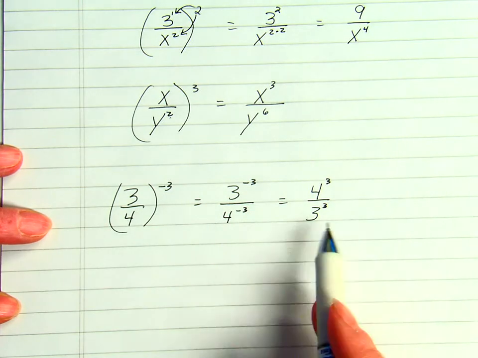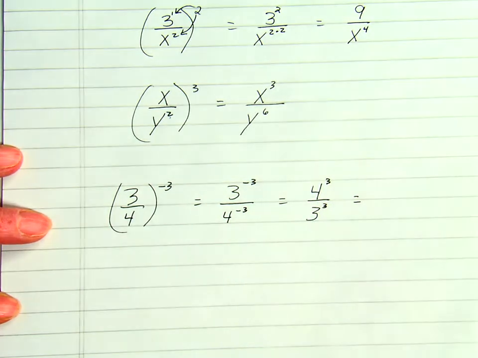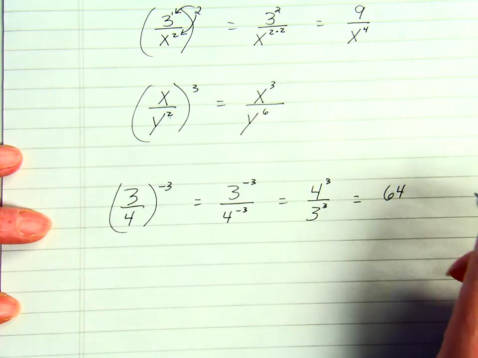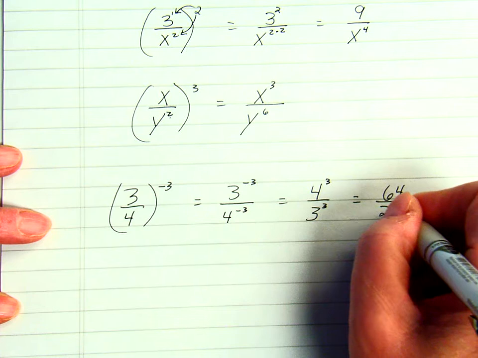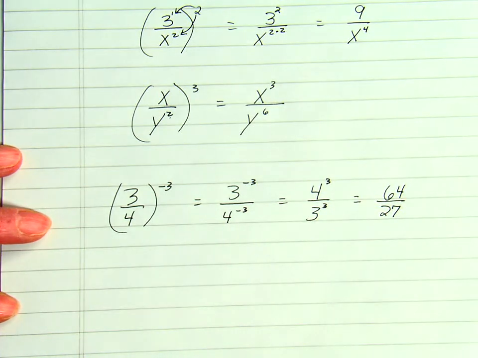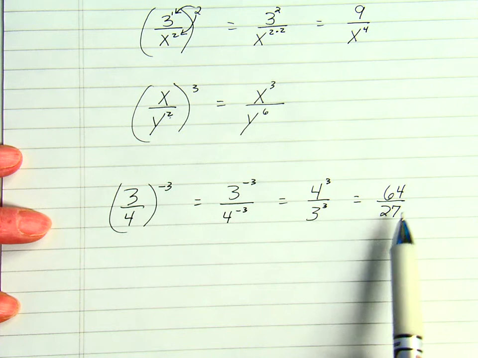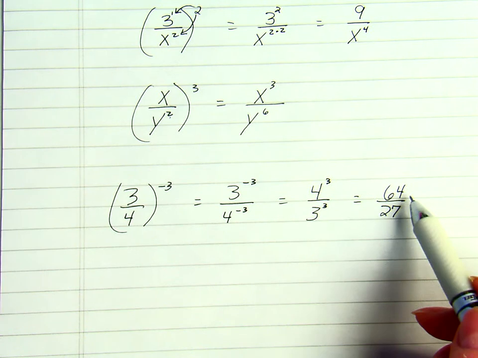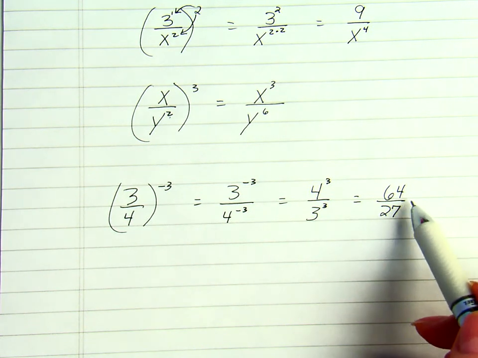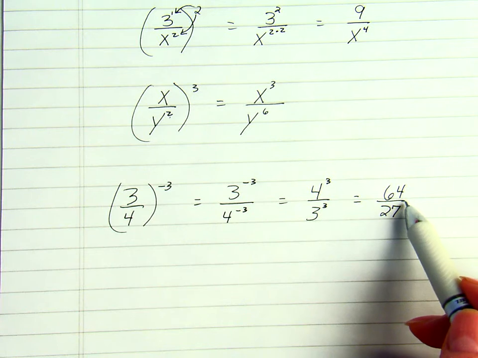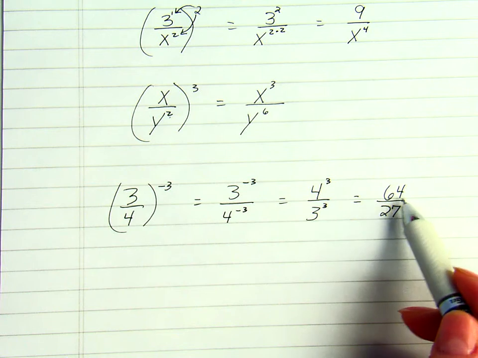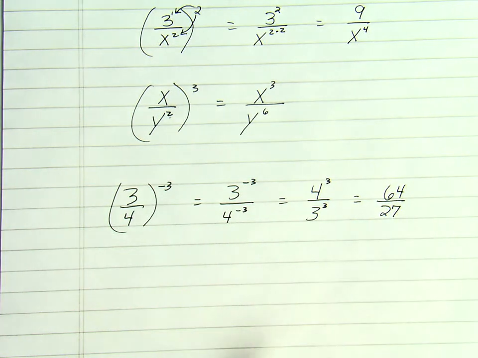Okay, so 4 cubed, 4 times 4 is 16, times 4 is 64. And 3 cubed, 3 times 3 is 9, times 3 is 27. We look for ways to simplify this. Let me see, 2, no, 3, no, 4, no, 5, no, 6, 7 doesn't go in, 8 doesn't go in, 9, no, 10, yeah, it looks like we're in simplest form, so we're just going to leave that.